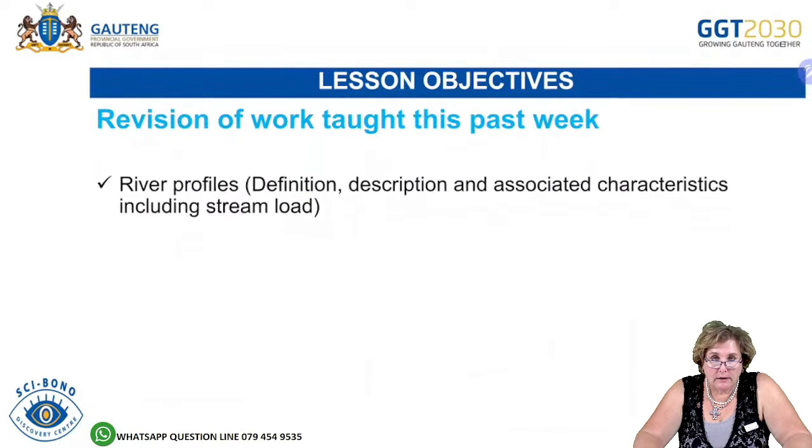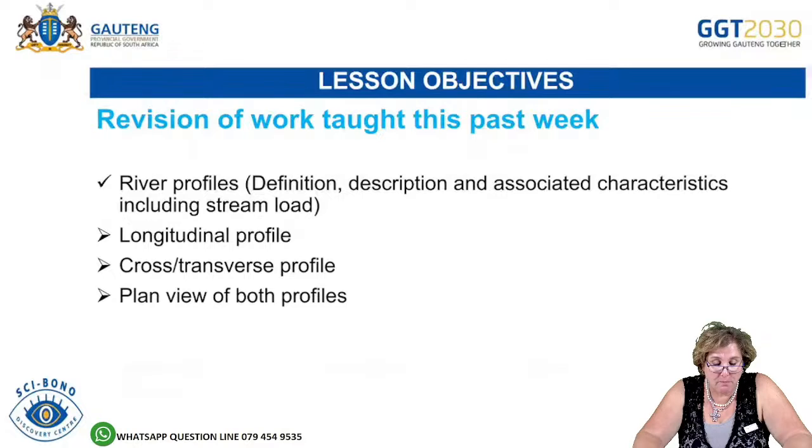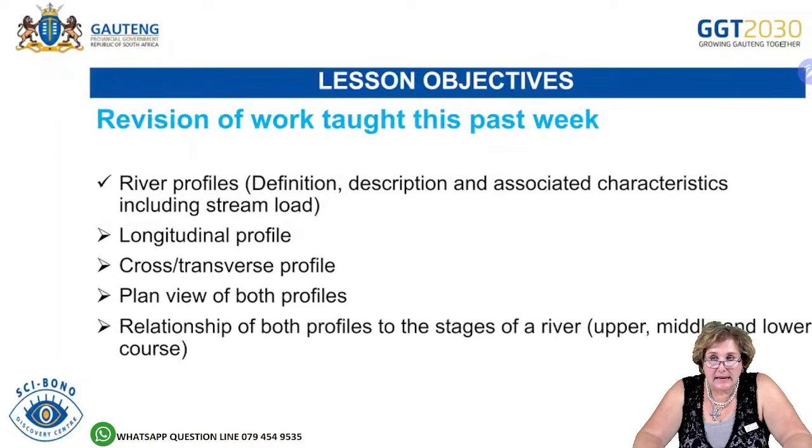Then we're also going to look at river profiles, where you need to define what is a profile. You need to be able to describe the profile, and you need to know what are certain associated characteristics of these river profiles, including the stream load. And with river profiles, we're going to look at the longitudinal profile, a cross profile, a plan view of both profiles, and then the relationship of both profiles to the stages of a river. And you know that the stages of the river is the upper course, the middle course, and the lower course.